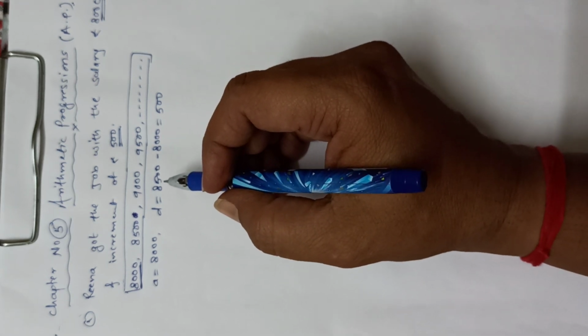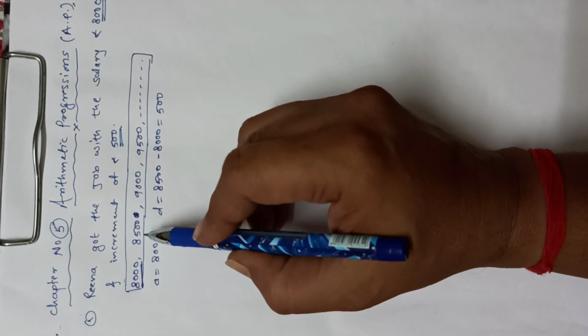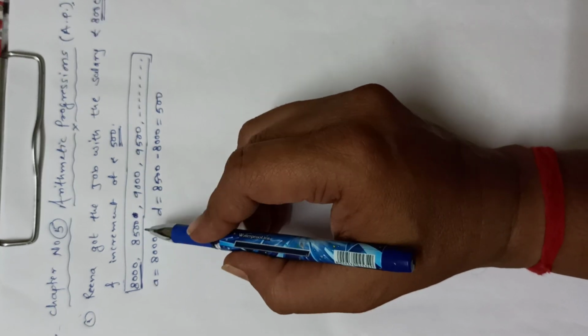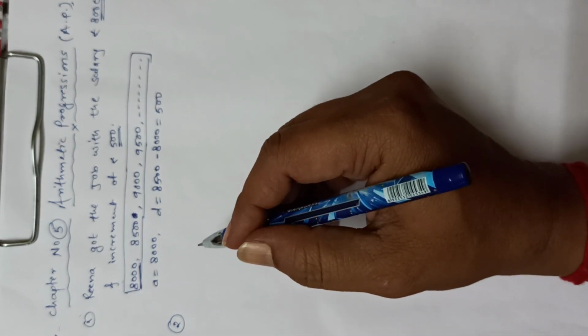What is arithmetic progression? Arithmetic progression means a list of numbers in which they are following some specific pattern. Here they are following some specific pattern. Let's take the second example.